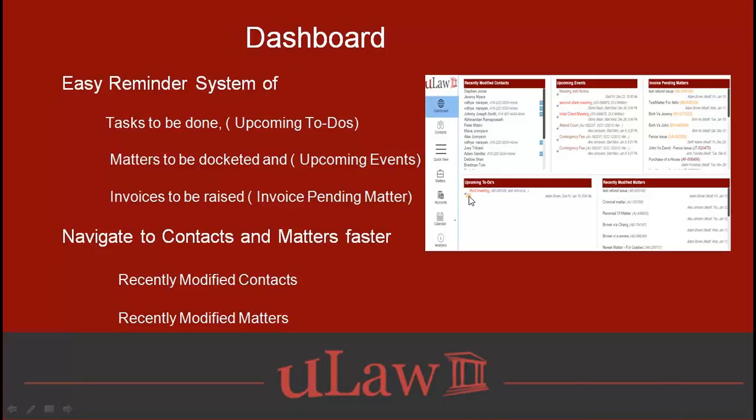It's an easy reminder system of the matters to be docketed. So when you look at our upcoming events dashboard item, you're going to have a color code associated with it as well. And the color coding actually has a meaning associated with it. If you have a billable docket in the past, you're going to see that in red, indicating that here's a docket that you can make money on. It's something that you should have done, you haven't done it yet. It's a quick reminder.